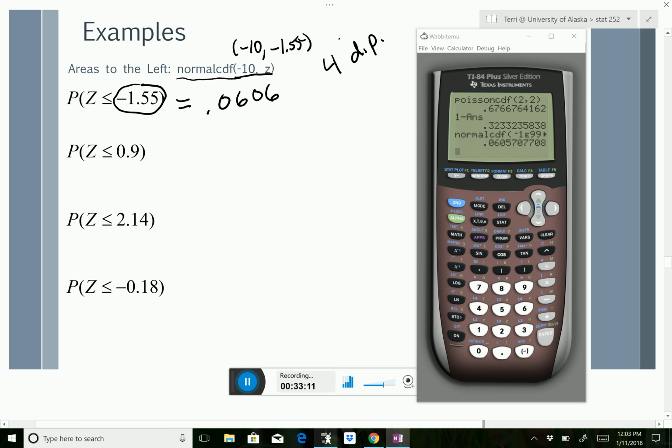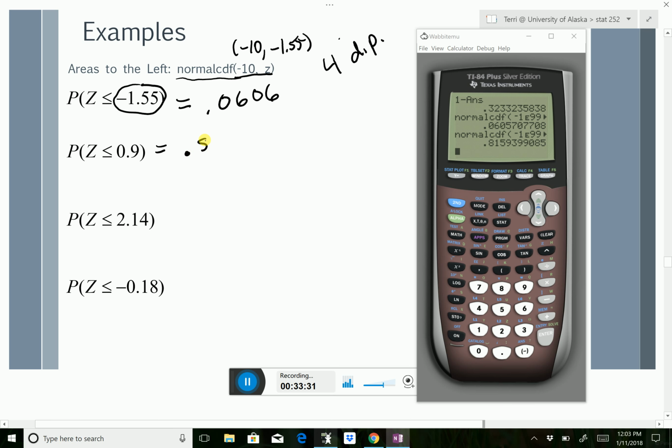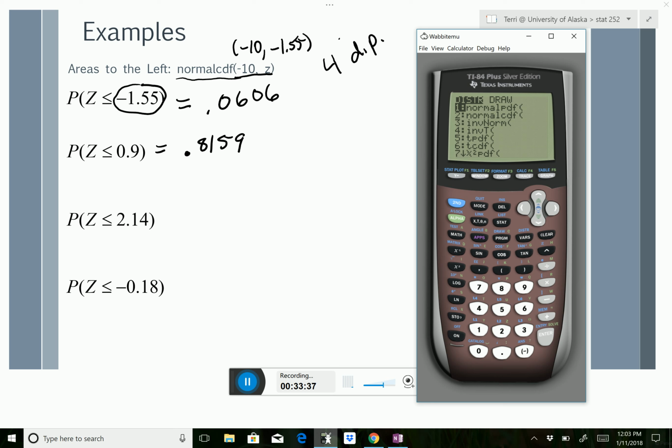Okay, let's try another one. 0.9. Normal CDF. From negative that, our upper is 0.9. Enter. Enter. You should be getting 0.8159. So once again, let's try it again.